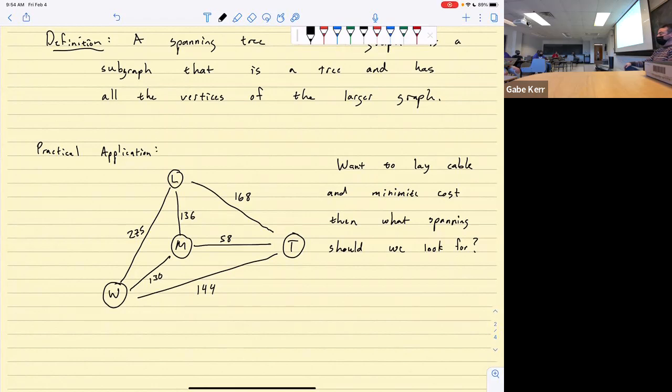How many possible spanning trees are there, noting that this is a complete graph? Any labeled tree on 4 vertices is going to be a spanning tree. So there should be 4 to the 4 minus 2, which is 16. So there are 16 possible spanning trees here. I don't want to draw them all. Can you see, just by looking at this, the spanning tree that will minimize my cost if I'm laying cable?